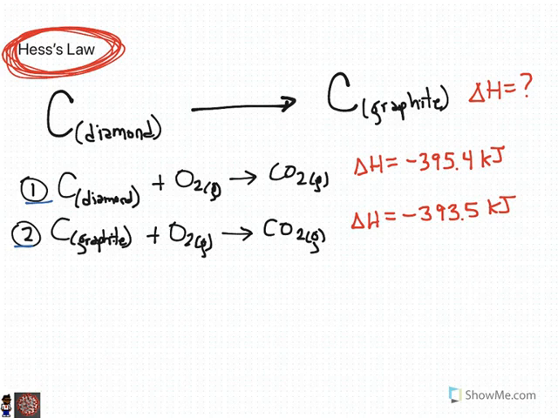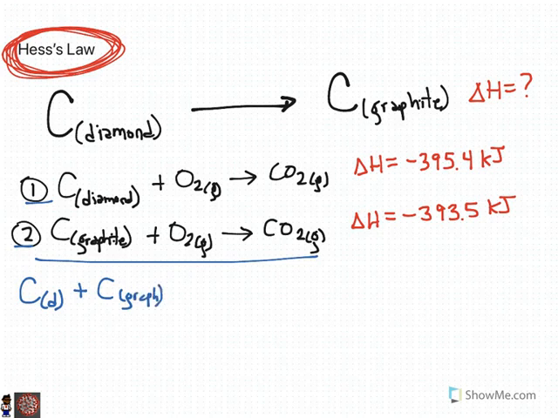Now we have one tiny problem. If we add up this reaction right now, our reactants are going to be carbon diamond plus carbon graphite, and that can be kind of misleading. I put the D for diamond, that's graphite, plus there's two O2s, so we can put them together, two O2s, yields, and there's two carbon dioxides.